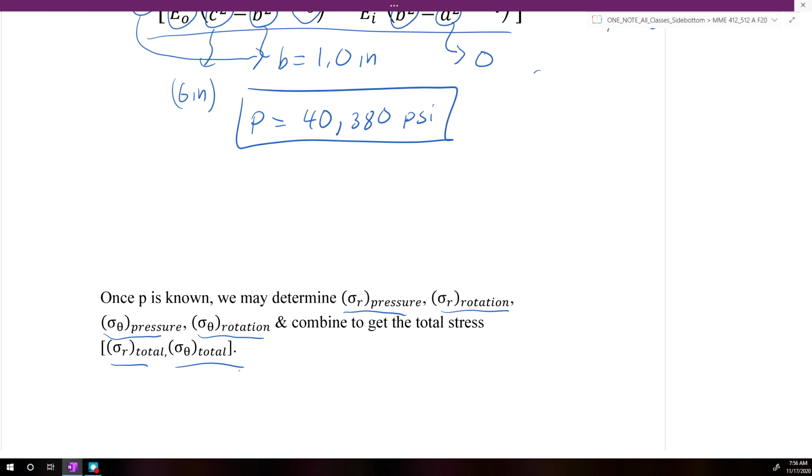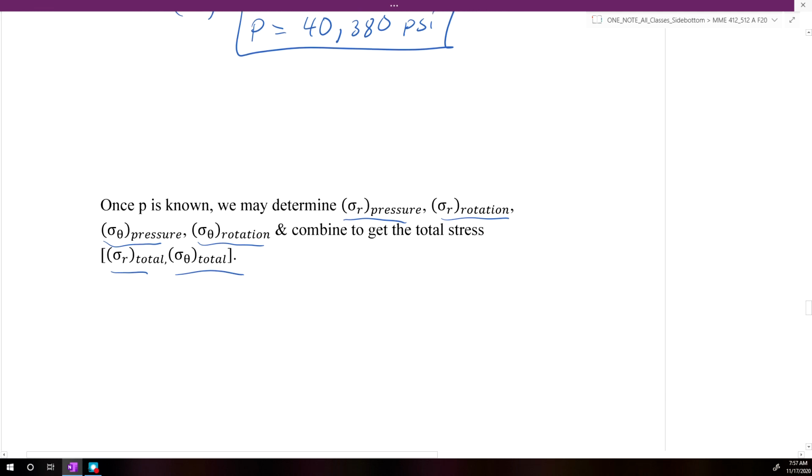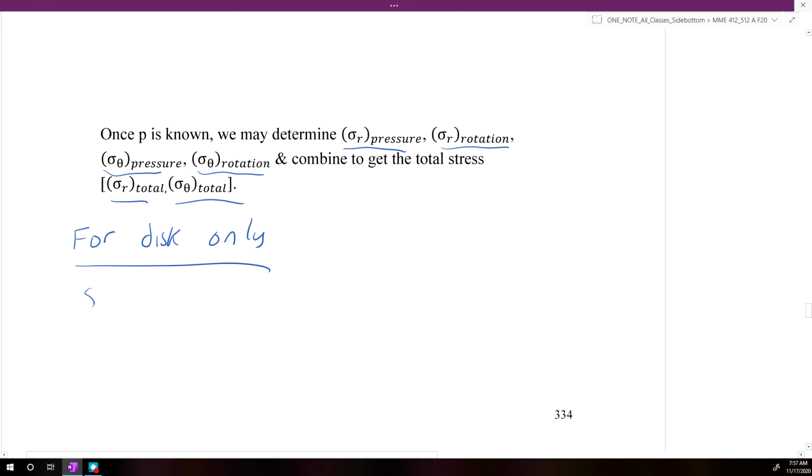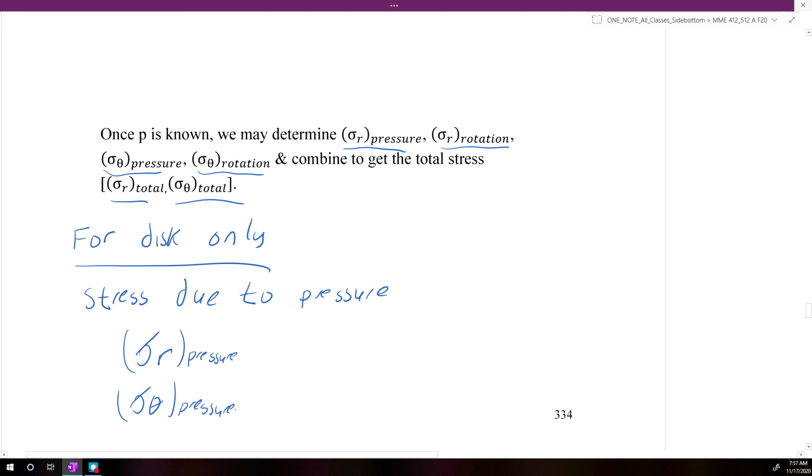So what we end up getting, all right, is for the disk. If we're looking for the disk only, we can find the stresses due to the pressure. We can say we have sigma R and we have sigma theta that are due to the pressure. Now, these are going to be equation 12 and equation 13.